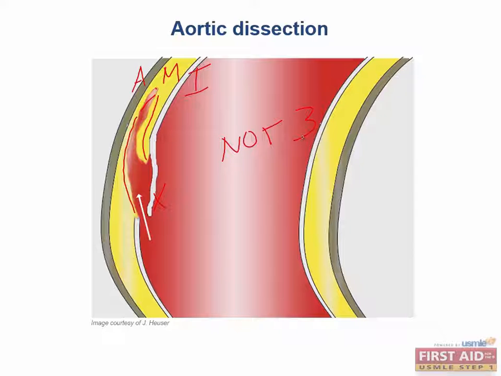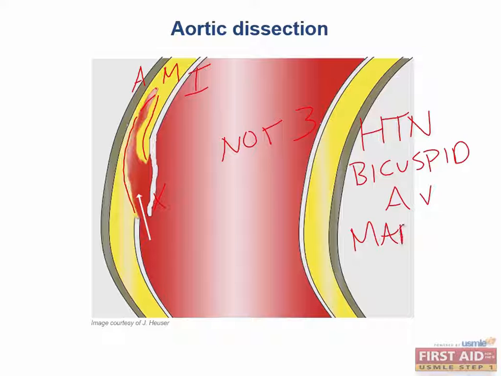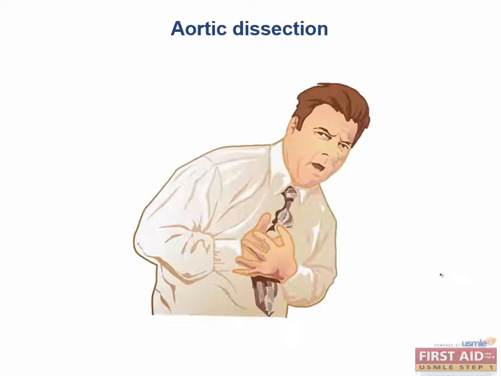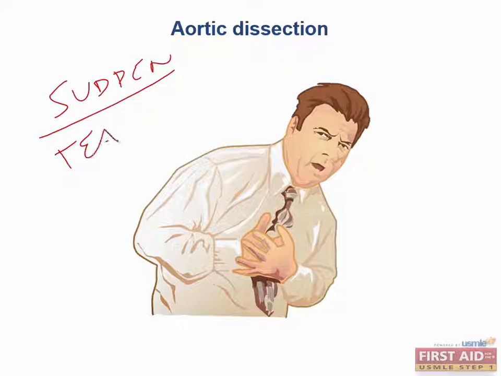Now, you need to watch out for this in patients with hypertension, bicuspid aortic valves, and then someone that might have Marfan syndrome or Ehlers-Danlos syndrome. The presentation of aortic dissection is always going to describe sudden onset tearing chest pain. As you can see, this gentleman here is experiencing that sudden onset tearing chest pain.